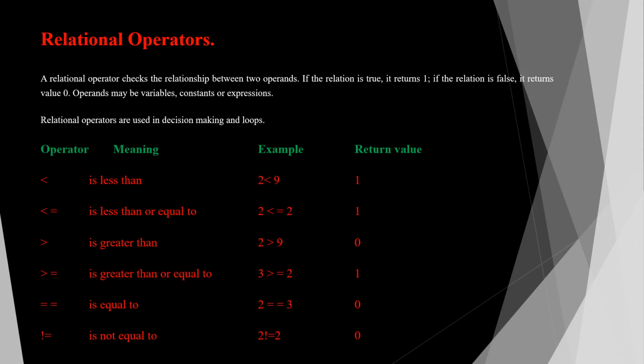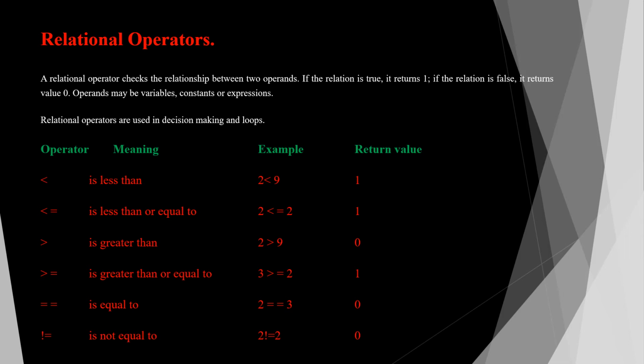The second operator is less than or equal to. The example is 2 less than or equal to 2. This condition becomes true, because both operands, 2 and 2, are equal, so it returns the value 1. Next is greater than. The example is 2 greater than 9. The first operand is less than the second operand, so it returns the value 0, because this condition becomes false.